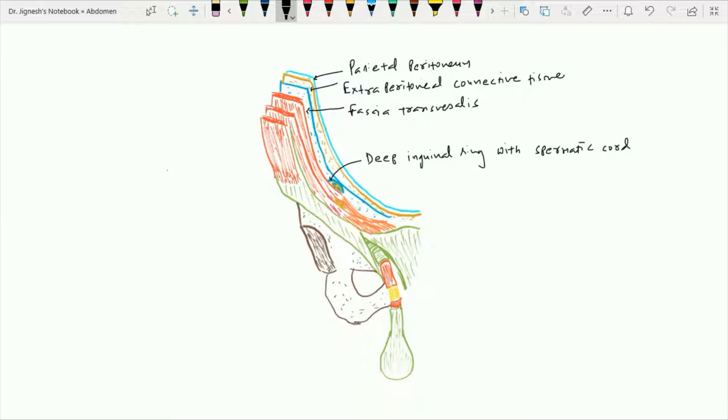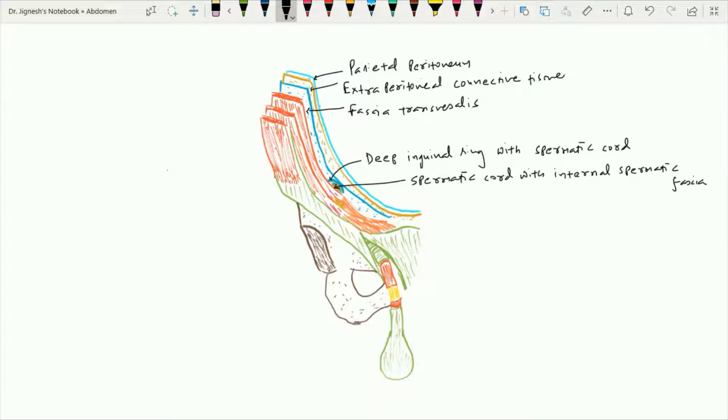While the spermatic cord passes through this deep inguinal ring and enters into the inguinal canal, it carries one fascia, and that fascia is going to cover the innermost side of the spermatic cord, and this fascia is called the internal spermatic fascia. So the internal spermatic fascia is part of the fascia transversalis.